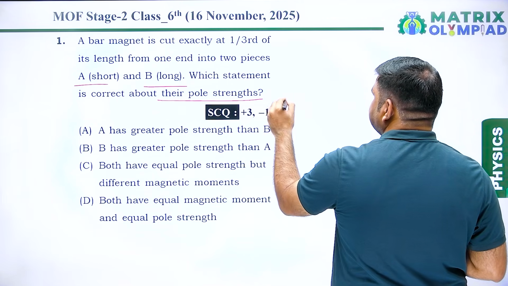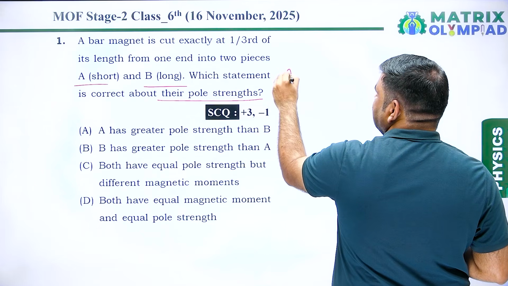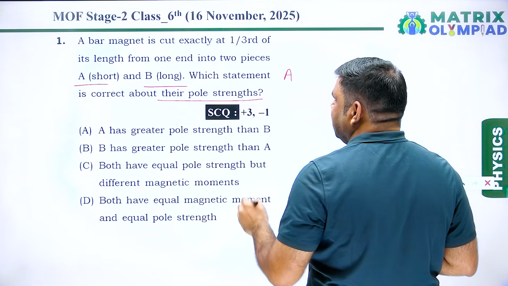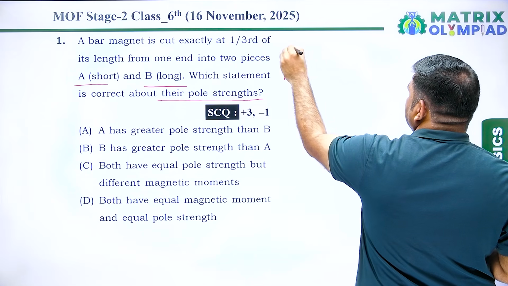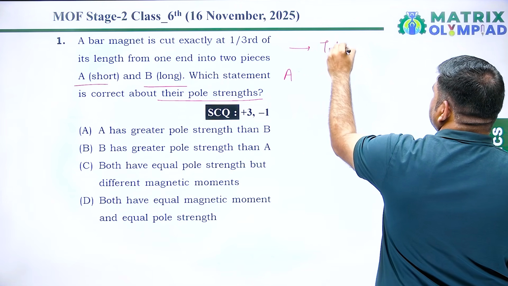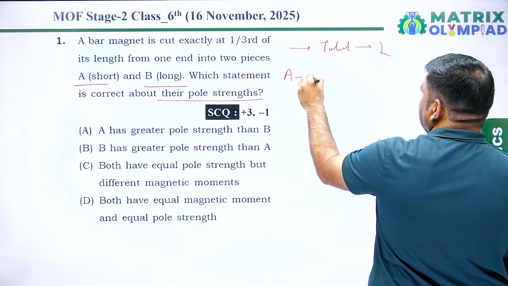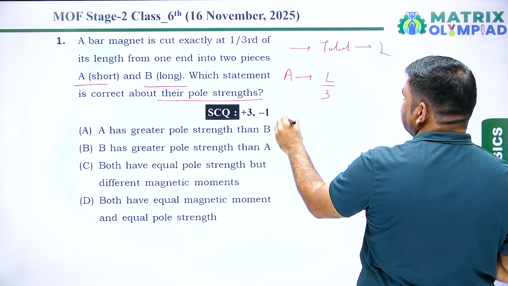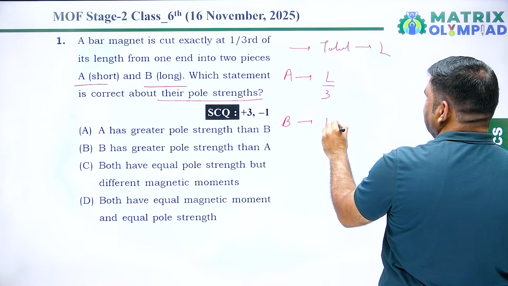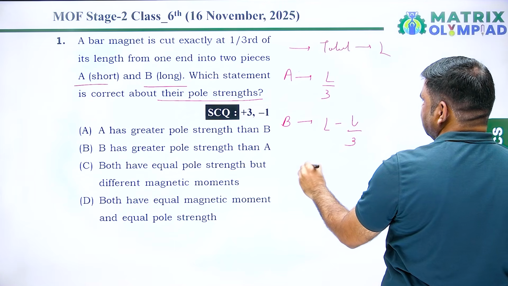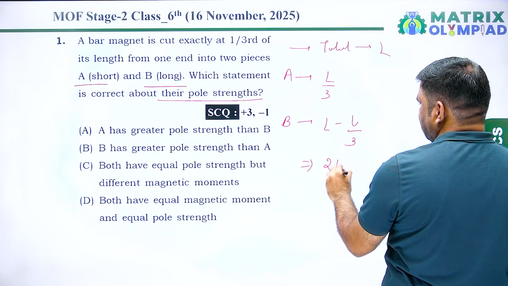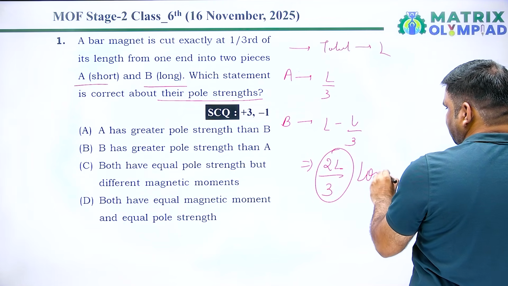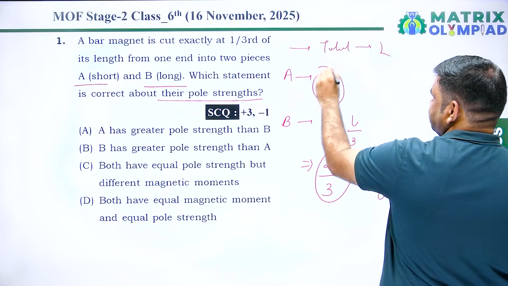So students, we know that first a magnet is cut into 1/3. A is shorter, so let's take the total length as L, so part A is L by 3 and the remaining is part B, that is L minus L by 3, so that is 2L by 3. So B is longer and A is shorter.